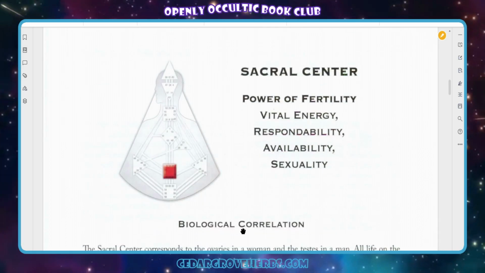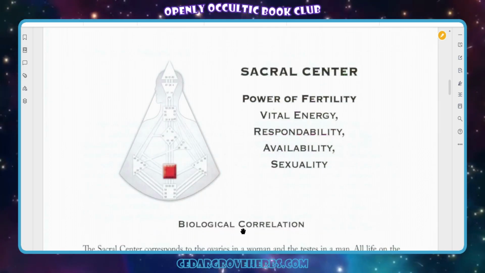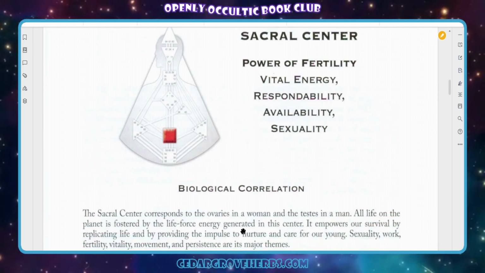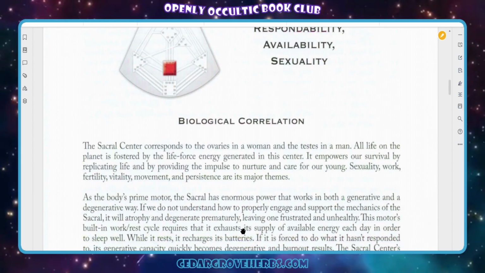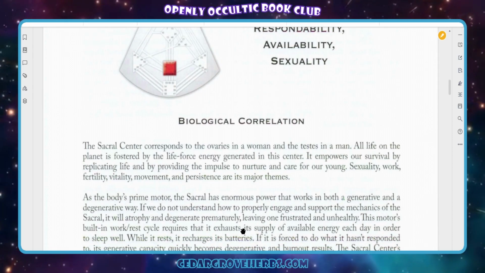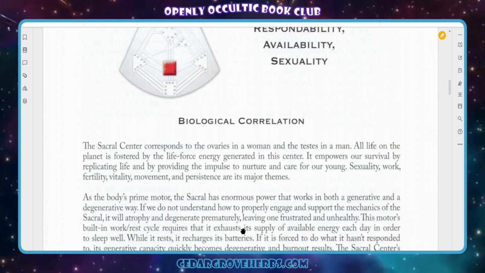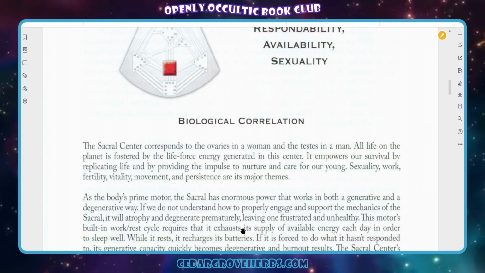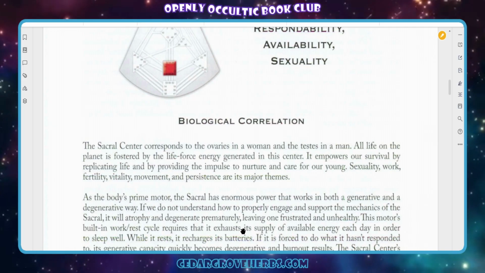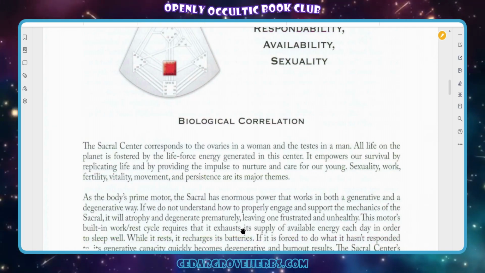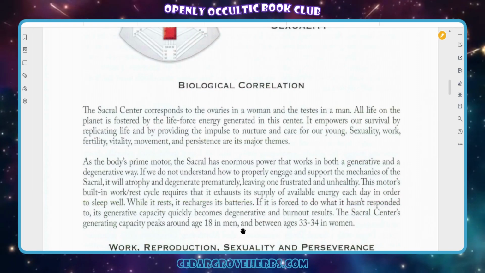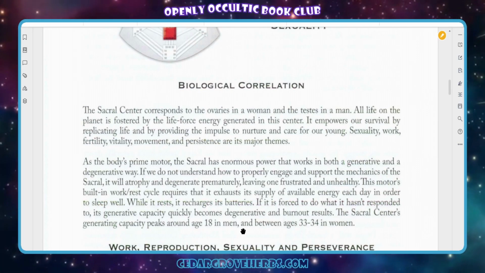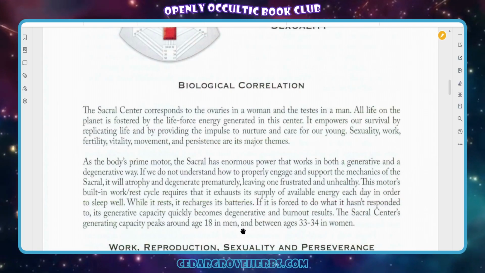Sacral center, power of fertility, vital energy, responsibility, availability, and sexuality. Biological correlation. The sacral center corresponds to the ovaries in a woman and the testes in a man. All life on the planet is fostered by the life force energy generated in this center. Wow. It empowers our survival by replicating life and by providing the impulse to nurture and care for our young.